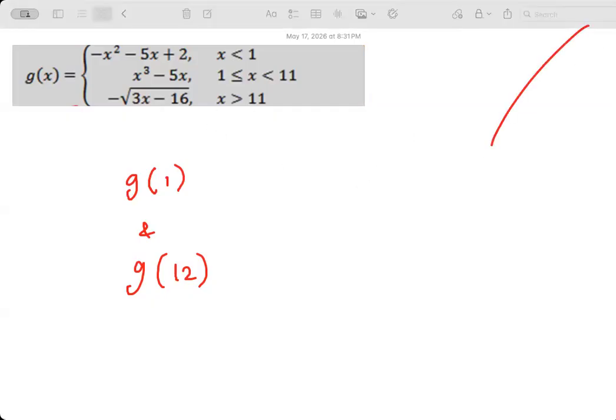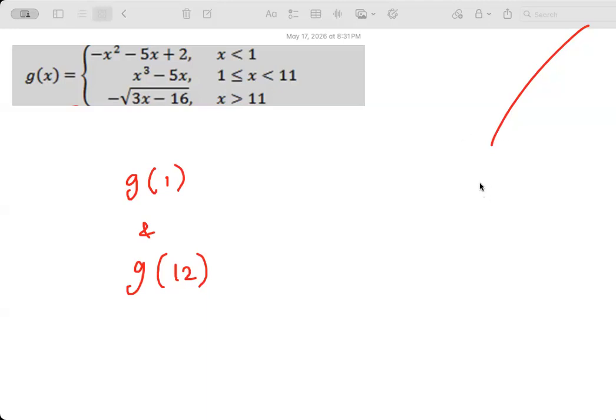Okay guys, g of 1 and g of 12. Oh, you're getting a bad value like that? Sricharan, why did you get that? Sricharan, how did you get that? For which one? Yeah, that is right, Navneet. The second one is right, but the first one doesn't seem right. Can you check the first one?